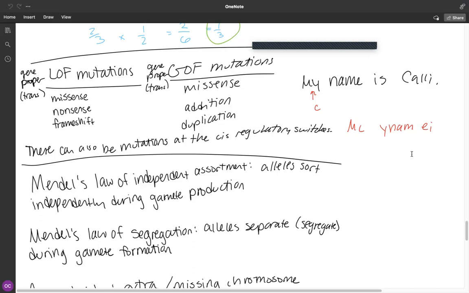And so other mutations for gain of function, again, missense, an addition, or a duplication. And there can also be mutations at the cis regulatory switches, which would affect the amount of protein being produced, whether there's a mutation causing too much or too little, if it's not happening at the correct time in development, or if it's not happening in the proper cell types.